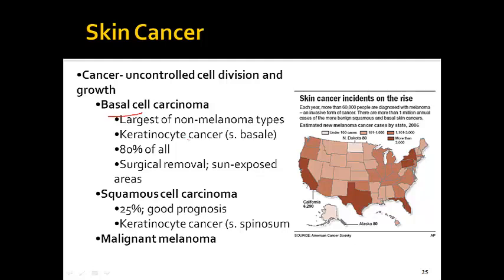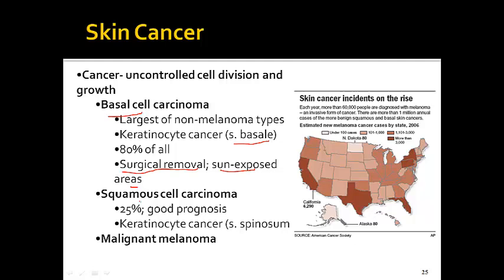This is the most common, and it is the largest of the non-melanoma type. This is a cancer of the keratinocyte at the stratum basale layer. So this is the very bottom. Basal cell carcinoma accounts for 80% of all skin cancers. It's easily removed through surgery or excision, or removal of the skin of sun-exposed areas.